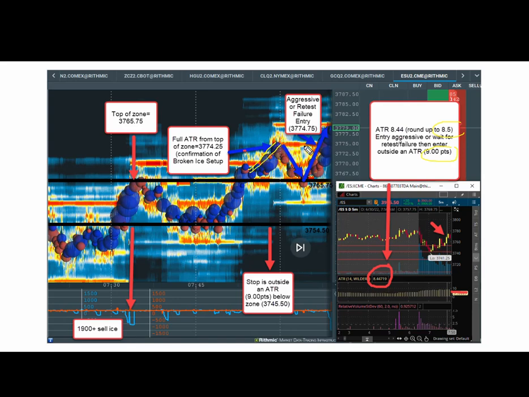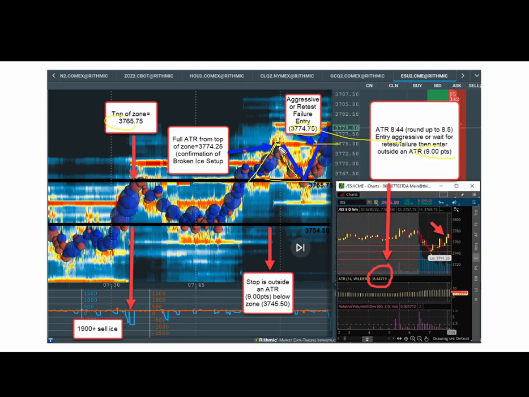Now there's 1 or 2 ways you can enter this trade. It's aggressively, which we'll talk about in other videos as well. It's either the aggressive entry or the retest failure entry, right? So either way, it's still going to be outside of the ATR, the 9 points. So if the top of the zone is 65.75, I will be getting in at 74.75. That's the 9 points, right? So I can either enter this trade aggressively when it hits 74.75, and it looks like it hit that to the tick, and this is what happens, right?